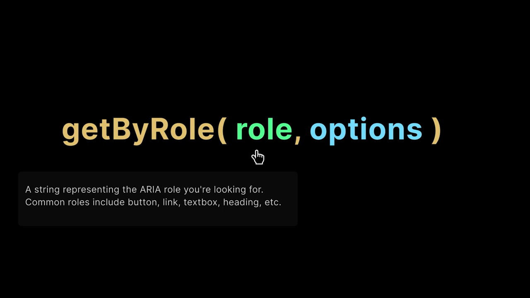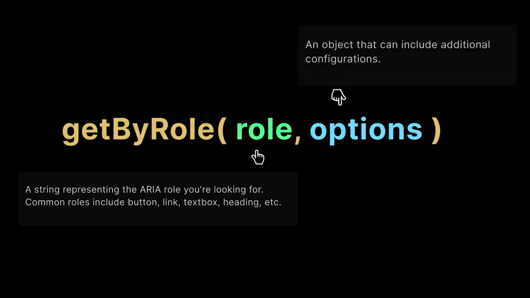For example, if you want to select the button, we are going to be providing a button. If you want to select the link or text box or heading and so on and so forth, which I'm about to show you in a few seconds. But we are going to be first of all providing our role as a string. And then we have an optional option object which can include some additional configuration if we want, but we don't have to. So yeah, that was get by role.